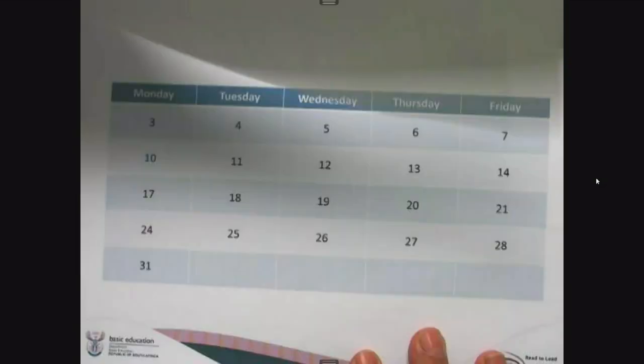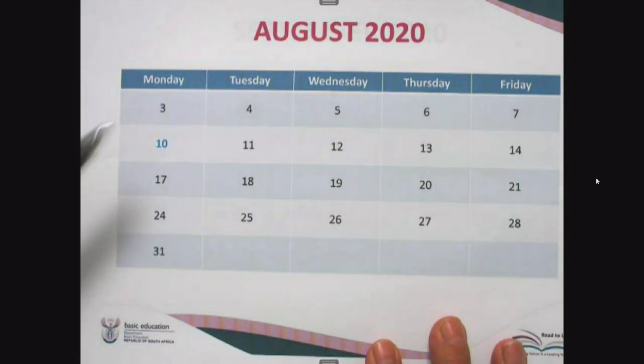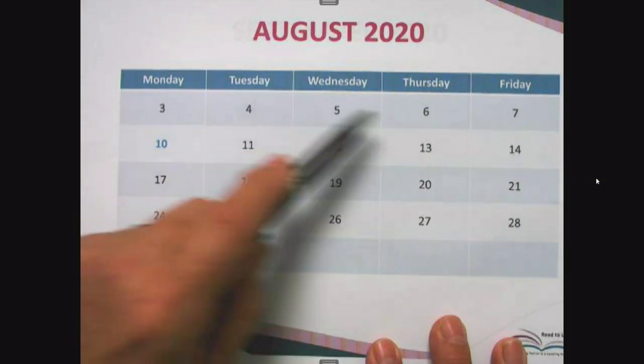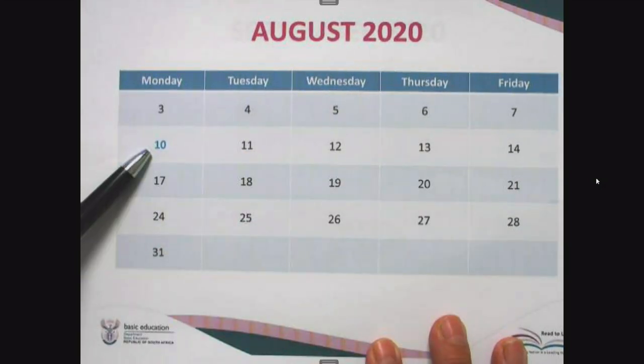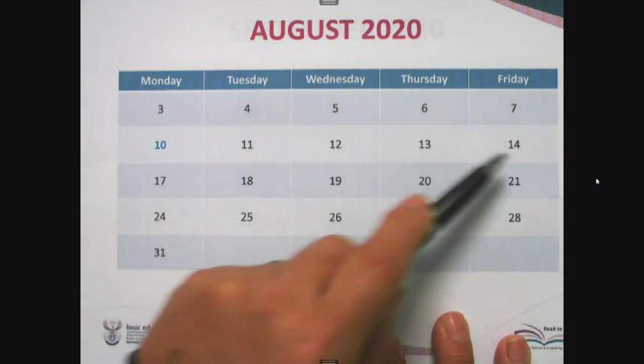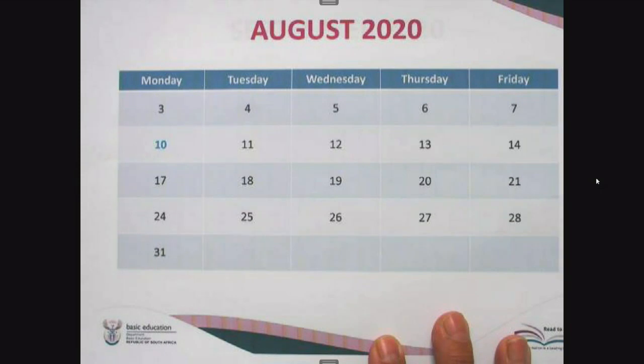And then term 3 will start on the 3rd of August. And you count again, 1, 2, 3, 4, 5 days. There's a public holiday again. Then this is day 1, 2, 3, 4, 5, etc. Rather there, 1, 2, 3, 4, 5, 1, 2, etc.